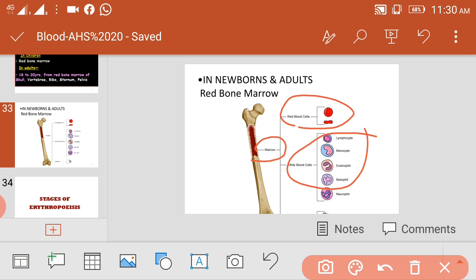Understood? So erythropoiesis is the process of origin, development and maturation of red blood cells. Mainly this is formed in the fetal life, there are 3 stages, and in the adults mainly from the red bone marrow.